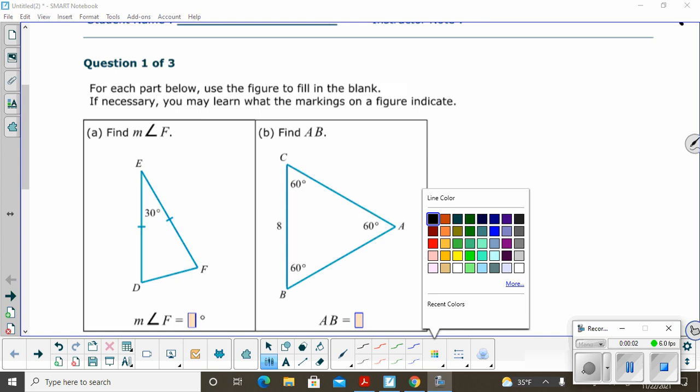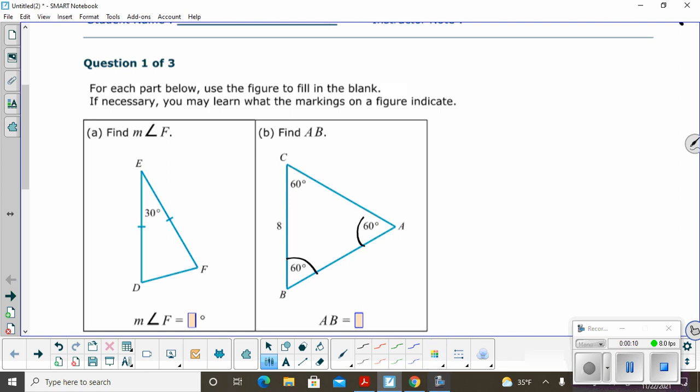The key things that you need to know in 4.6 is number one, whenever you have 60-degree angles, that means that triangle is going to be equilateral, and that also means that every single side is going to be equal as well. So if BC is 8, then that means AB is also going to be 8.